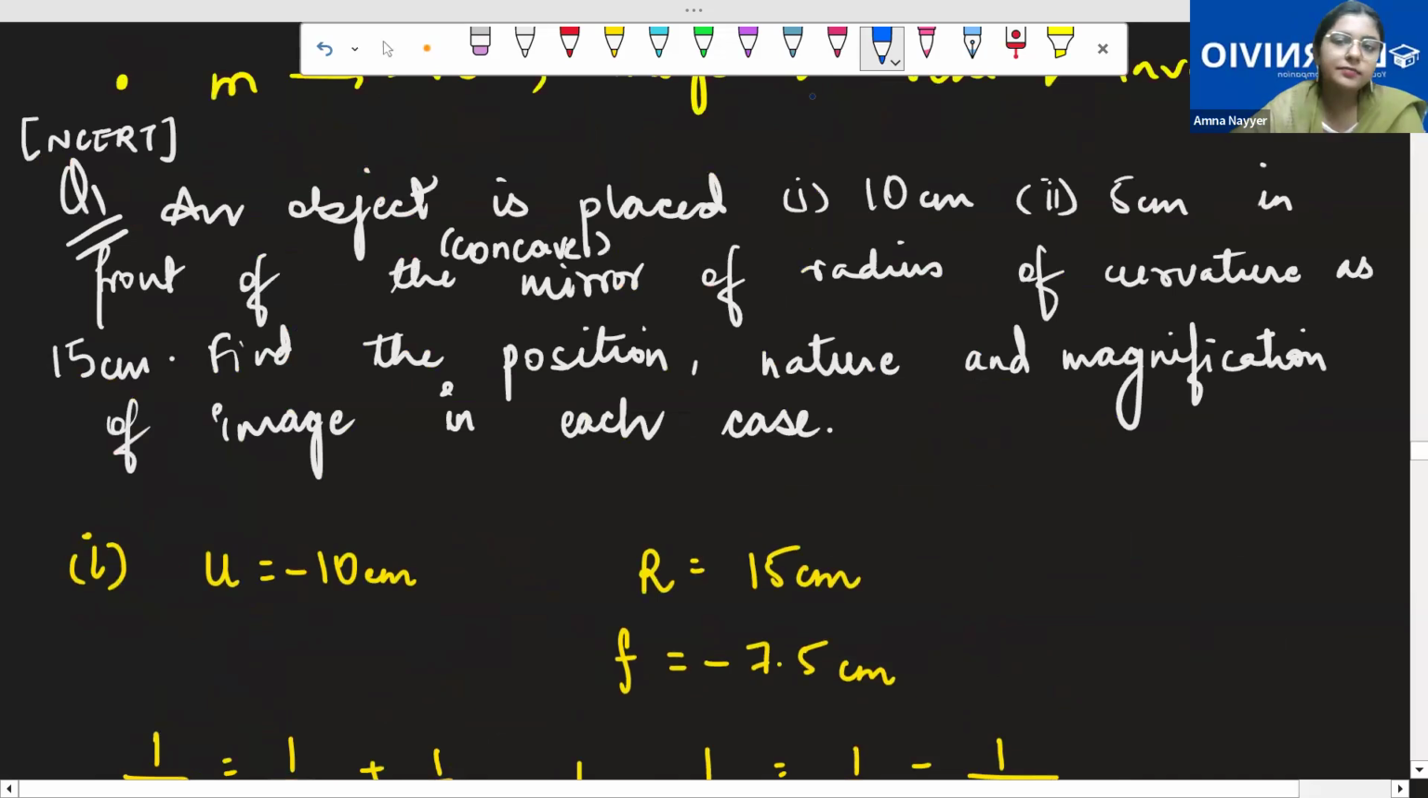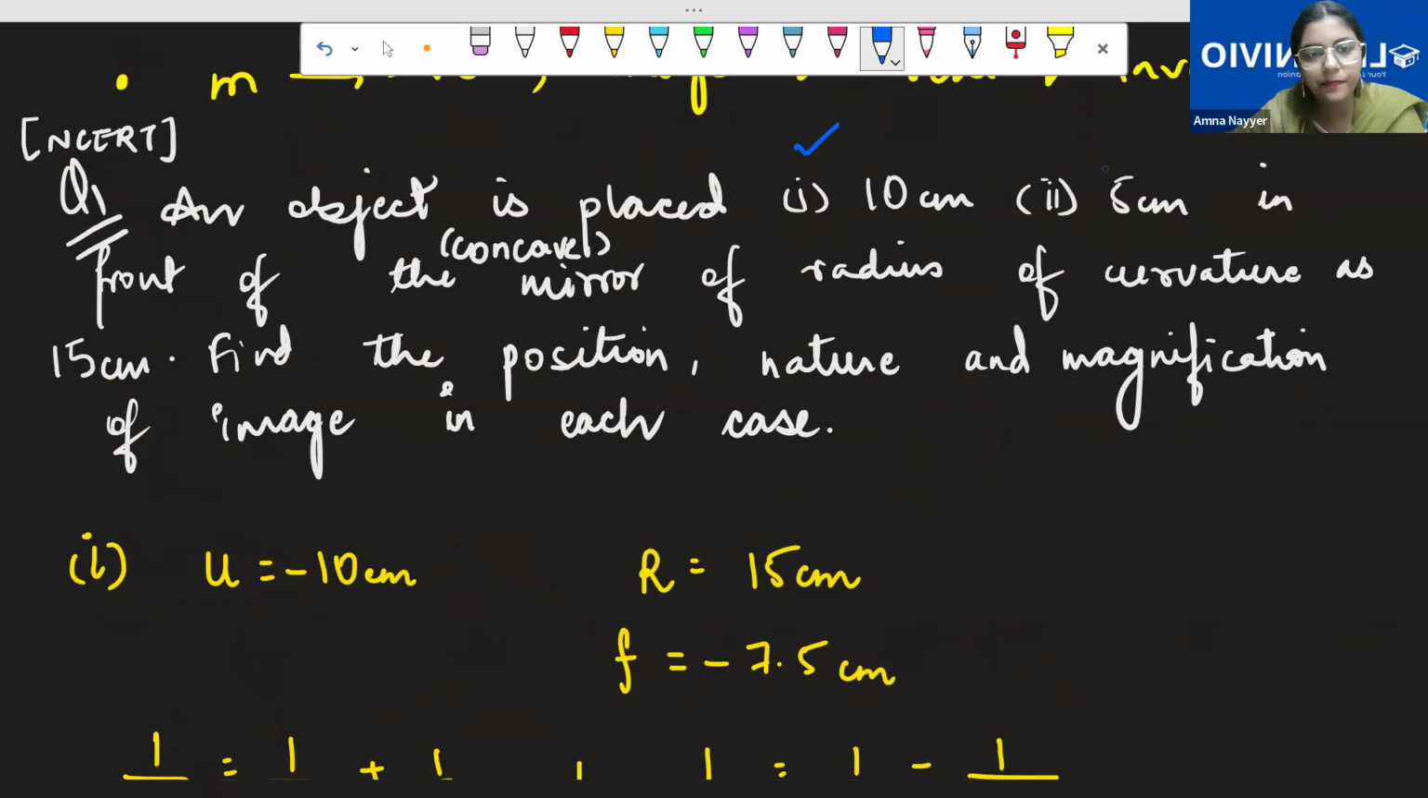Write it. This is the first part, 10 centimeter. The 5 centimeter one you will do by yourself. So see position, nature, magnitude. Write it.